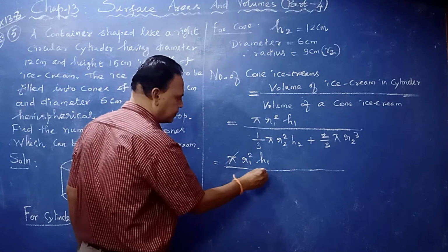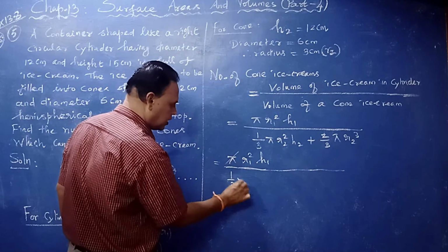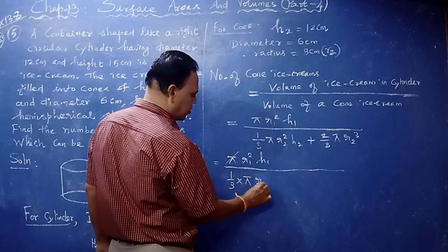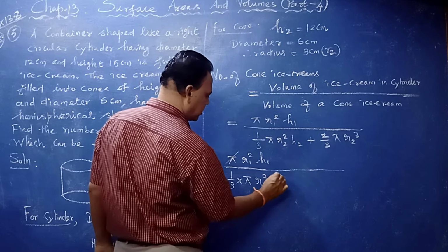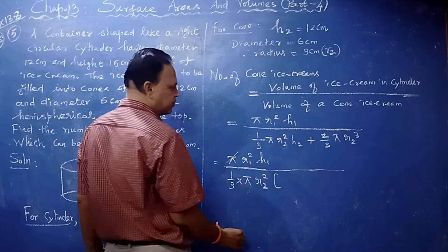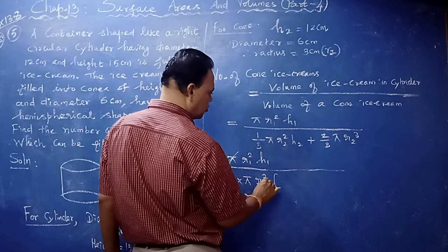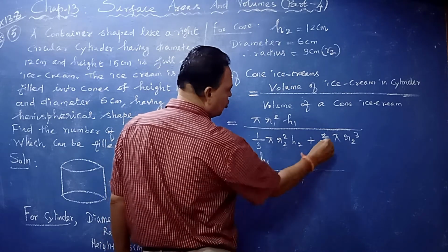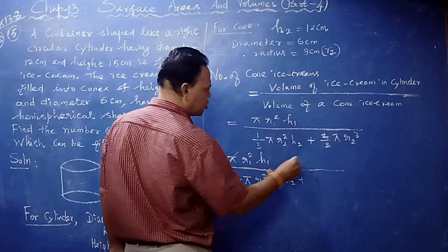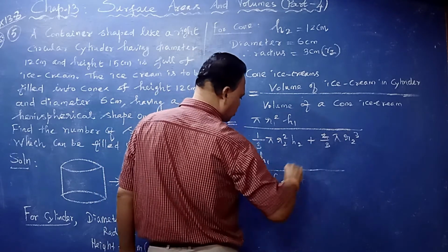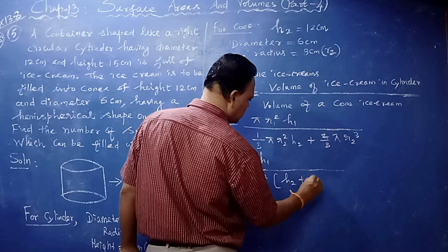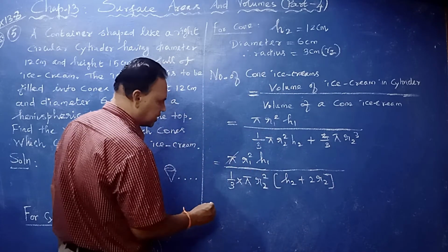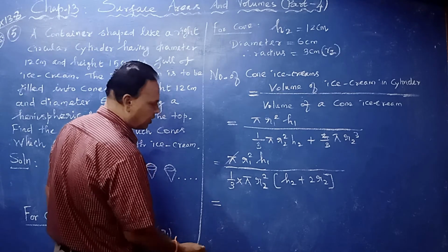Here, pi R2 squared is common. Whatever is common, you take. For simplification it is better. So 1 by 3 pi R2 squared taken common. So H2 plus 2, remaining here. 1 by 3 only we have taken common, so 2 pi taken common, R2 squared taken common. So 2R2. Right? Like this you have to simplify correctly.